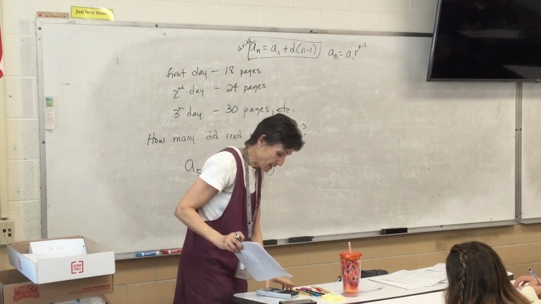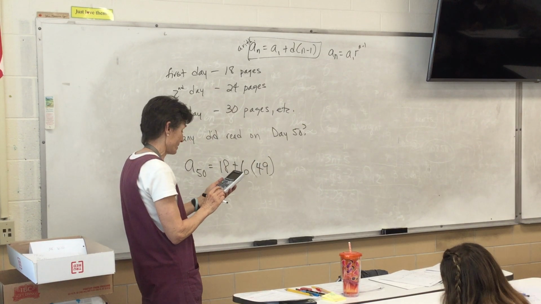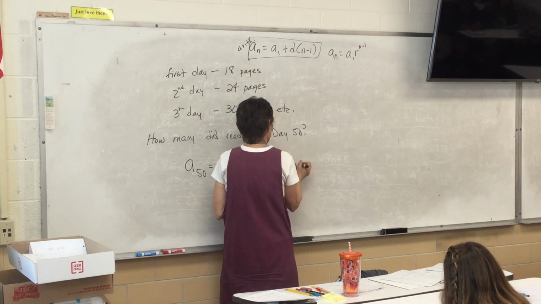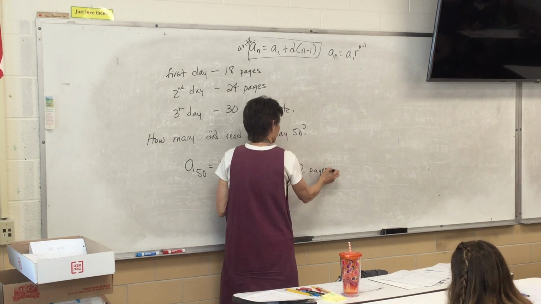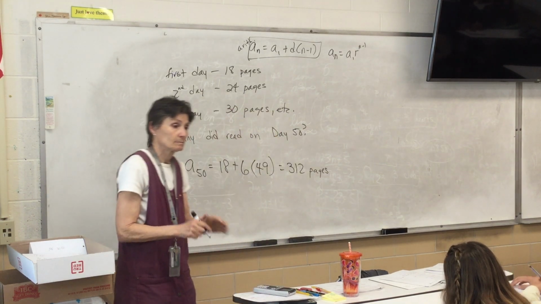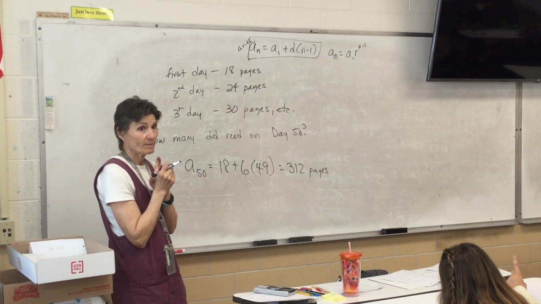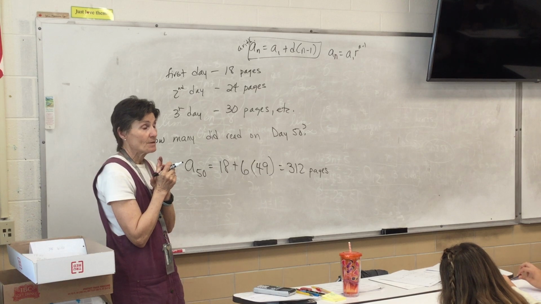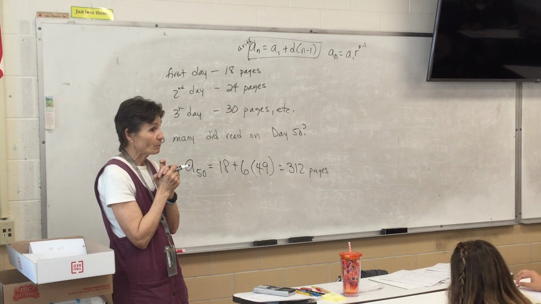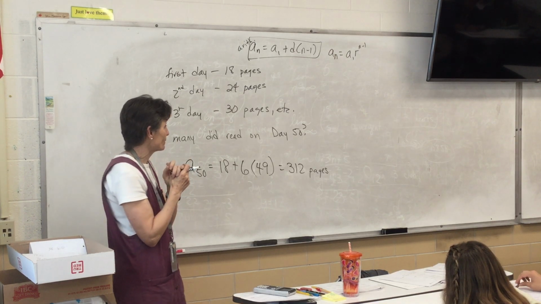And then you can type that in on your calculator. 18 plus 6 times 49. And you're going to read 312 pages. All right, everybody okay with that? There were actually 2 of those problems on the field trip quiz that we did together in class. So if you want to get that back out, there were 2 of those, just like that.